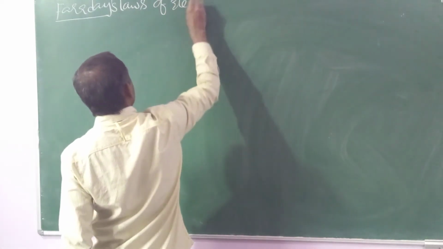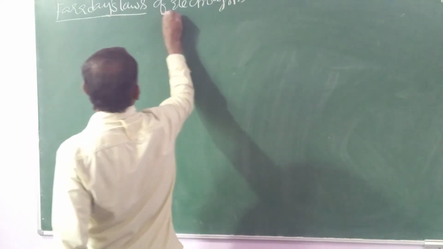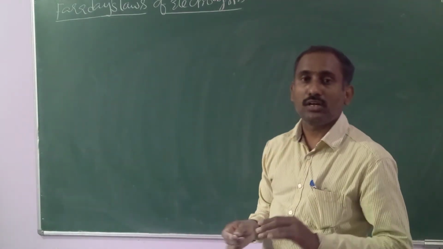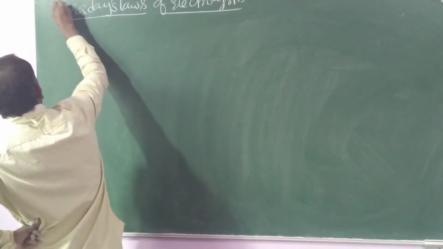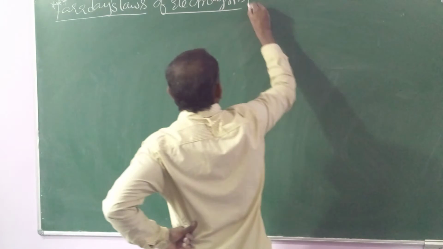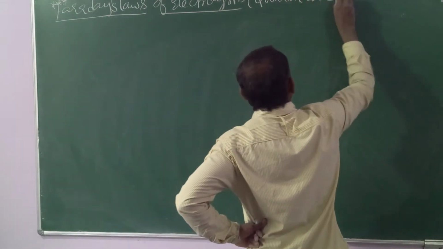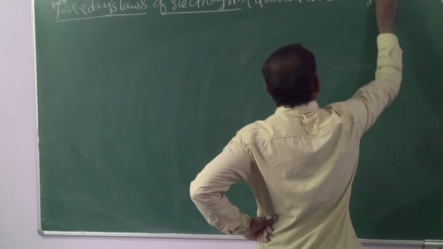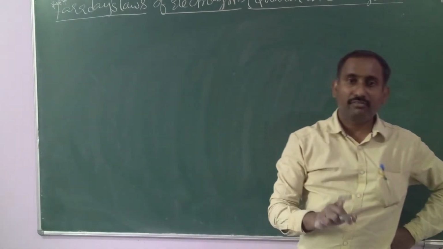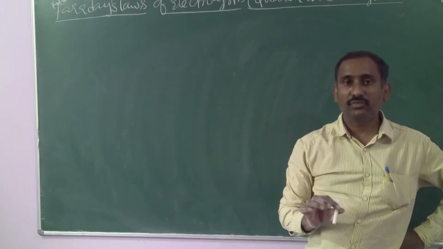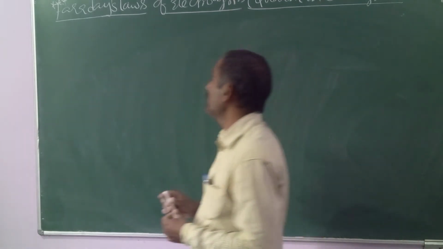Laws of electrolysis. So with the help of Faraday's laws, we can identify how much amount of anode product and cathode product is formed. Very important. Faraday's laws of electrolysis are nothing but quantitative analysis. Here there are two Faraday's laws: Faraday's first law and Faraday's second law. Very important. Whenever scientists' names are attached to concepts, those are most important.